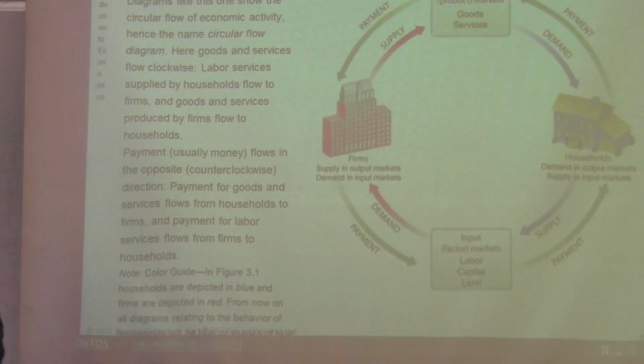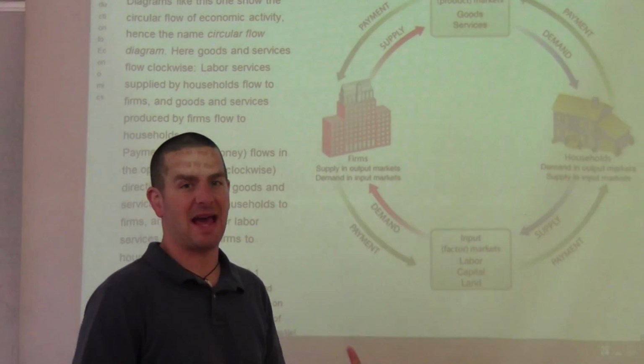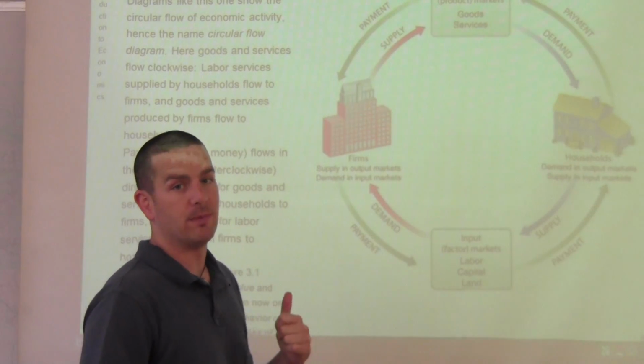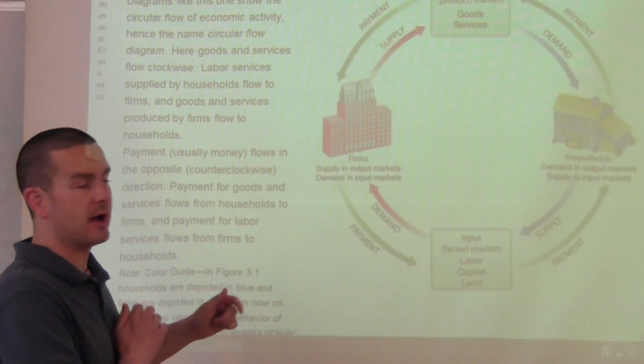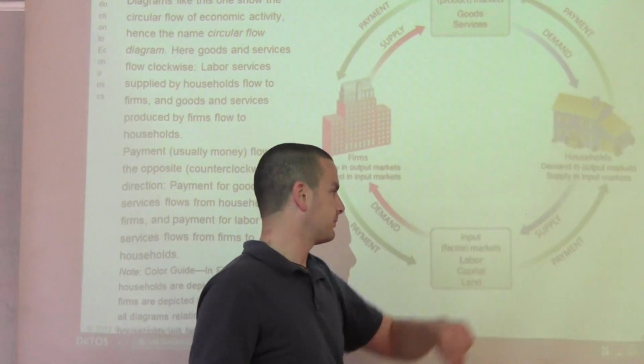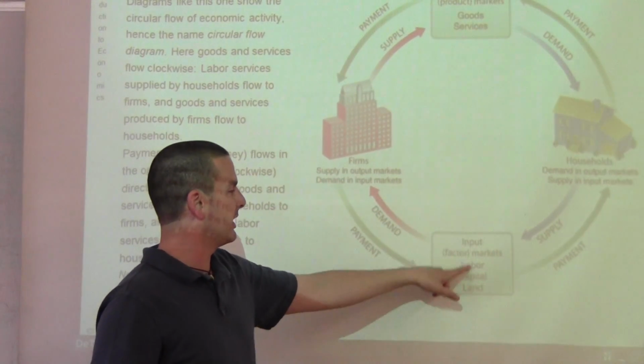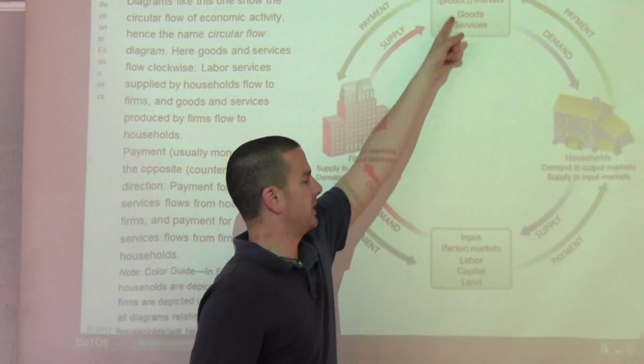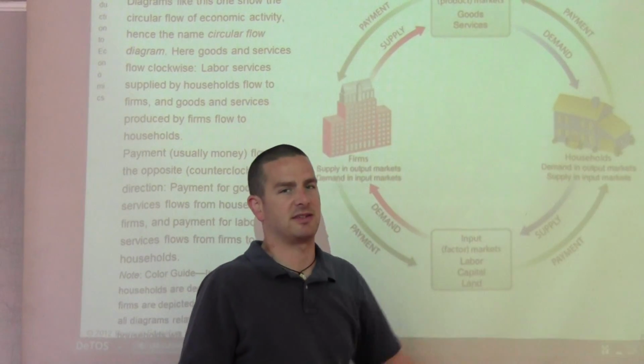Which we can summarize as the circular flow. This is called a circular flow diagram. You have businesses and you have households. These are input markets and these are output markets. Okay, this is slide number 6.